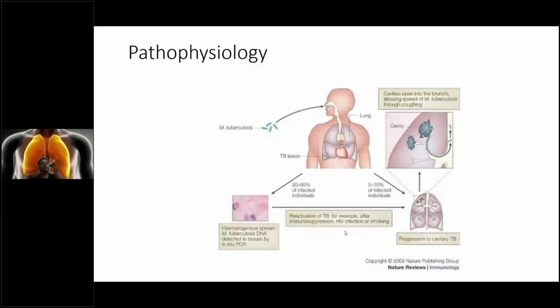Now, two types of things can happen. If you are an immunocompromised patient, maybe the patient has HIV, maybe the patient has some carcinoma, or the patient has had an organ transplant, then this Ghon complex stays in the latent phase. And when the patient becomes immunocompromised, the tuberculosis bacteria get stronger, spread and show symptoms.